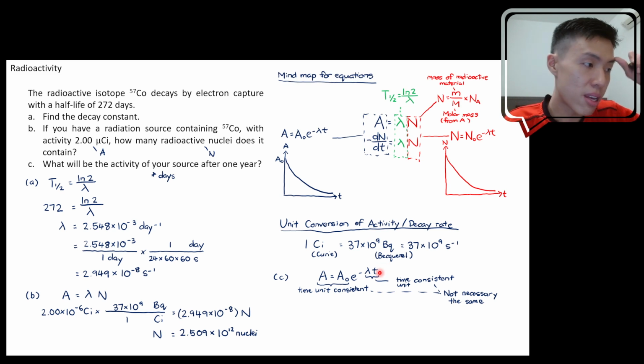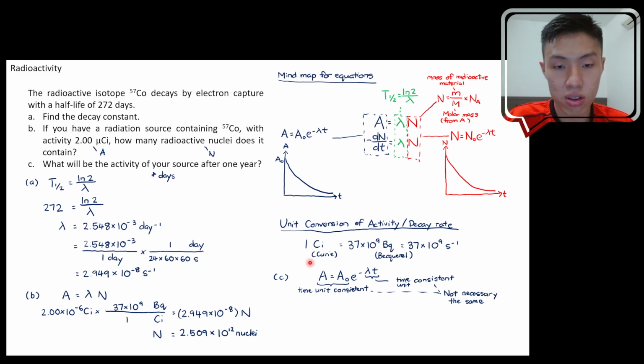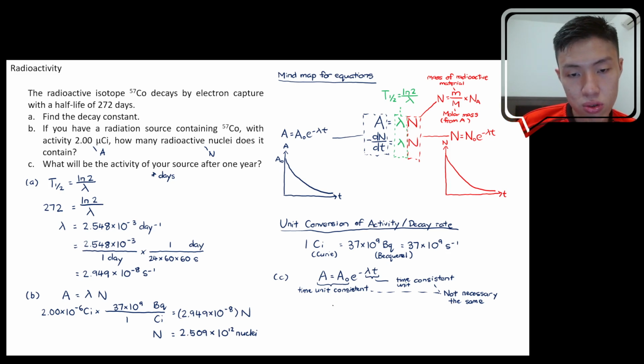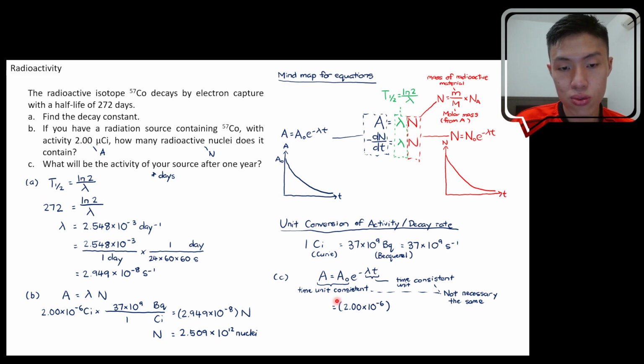Let me demonstrate what it means to be inconsistent between A and the lambda and t. For A, maybe I choose to do it in Curie. If I do it in Curie, then the initial activity will be 2 micro Curie. This is a totally different unit. Becquerel is per second, but Curie is not per second. So here for the activity I'm not using per second, I'm using Curie.